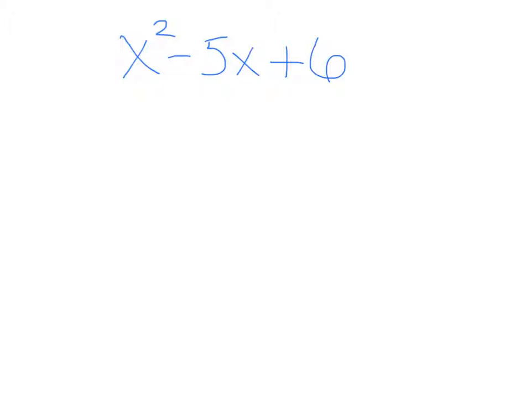Factoring 3-term polynomials. There are 2 different types of 3-term polynomials or trinomials that we will look at. The first type is one like this one, where the leading coefficient, or A, which we'll call it, is 1. Why I call it A is because it is in the standard form ax squared plus bx plus c.